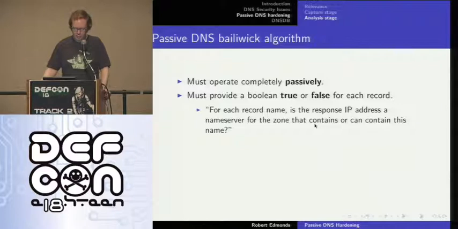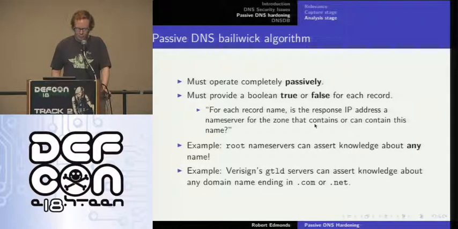That is the passive DNS bailiwick algorithm. It analyzes a DNS response and answers the question, for each record name, is the response IP address a name server for the zone that contains or can contain this name? For example, the root name servers can assert knowledge about any domain name and pass the bailiwick verification algorithm. And the gTLD servers, the .com and the .net servers, operated by VeriSign can assert knowledge about any domain name that ends in .com or .net, and in fact they did so for a short period in 2003. It's called VeriSign Site Finder.